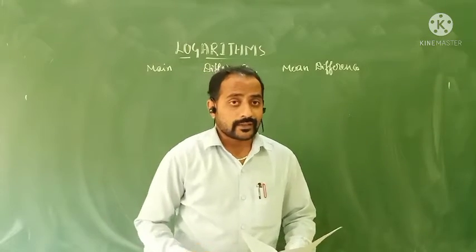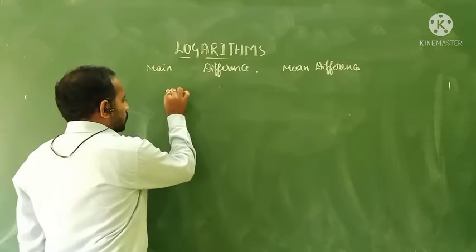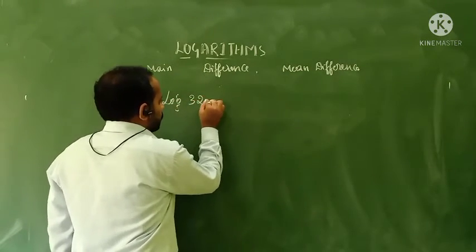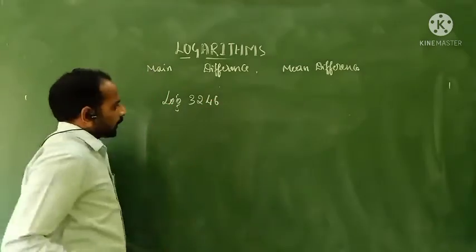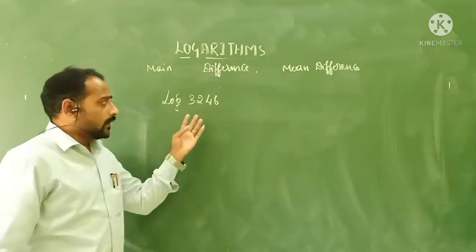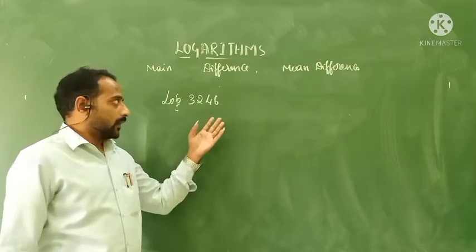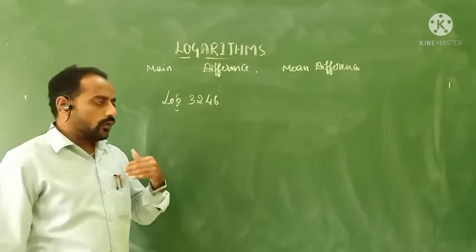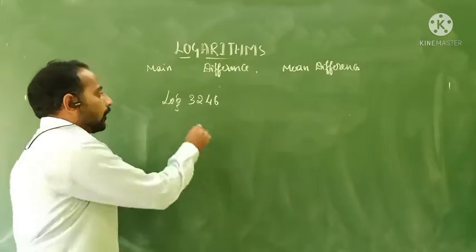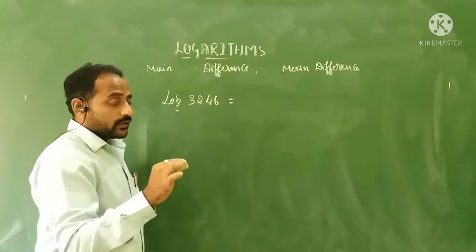Yes, to understand that, let us take some examples. Look at the board now. Log of 3246. Any number you can take, so I have taken 3246. There will be a maximum of 4 digits in the numbers, especially, and below 4 also we may get. Now, how to find out the value of this? Stepwise I will teach you.